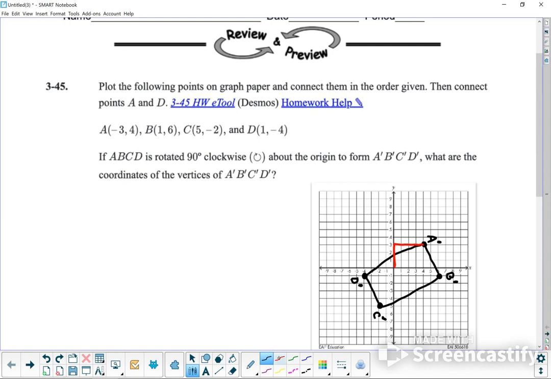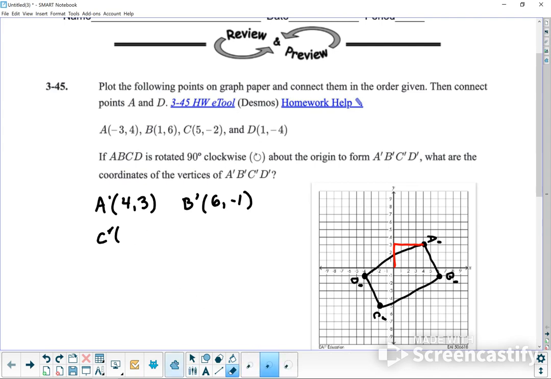Okay, what are the coordinates? Right, the coordinates are, where A prime would be. So we'll go A prime is going to be, that's what, 4 and 3. B prime is going to be what? 6 and -1. C prime is going to be 2 and -5. Oh, -2 and -5. Excuse me. And D prime is going to be -4 and -1.